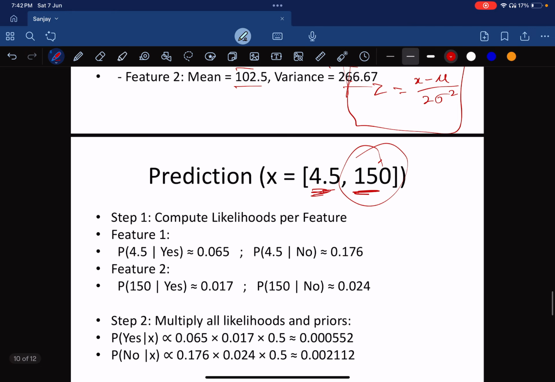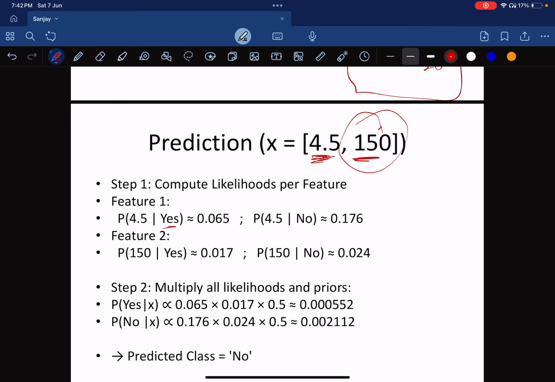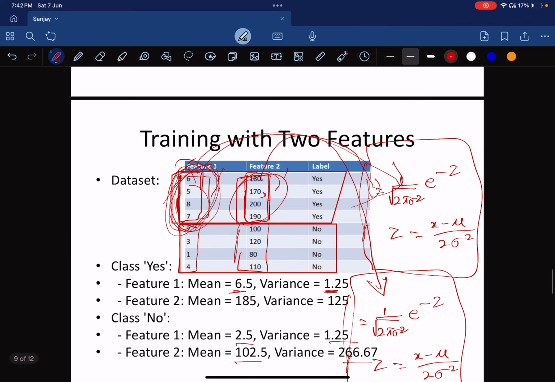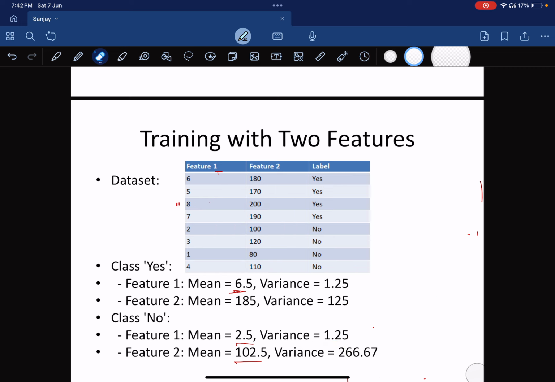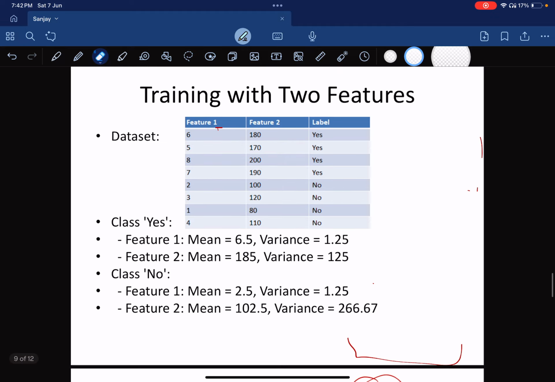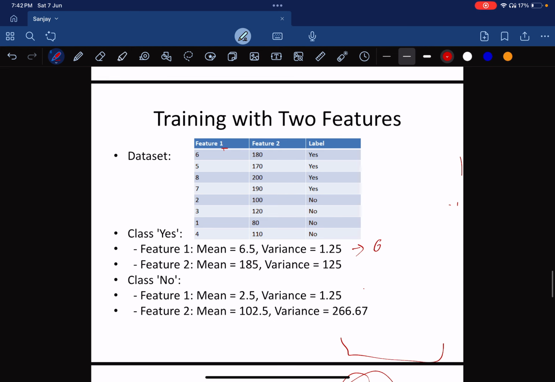First we find the probability of 4.5 in the S class. For each feature, it will use a separate Gaussian function. For example, this is g1 of the S class, and this is g2 of the S class, and this is g1 of the no class, and this is g2 of the no class.